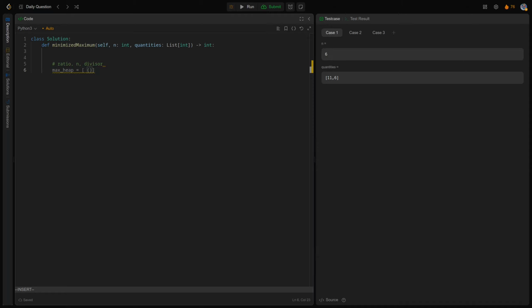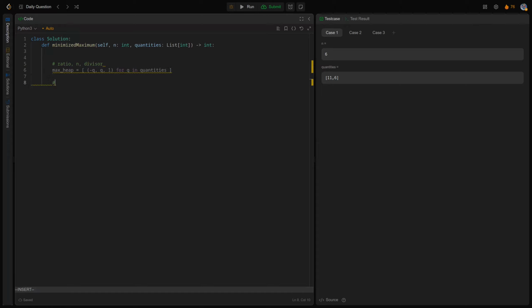So it's going to be -q because Python out of the box only supports min heaps, not max heaps. So making it negative will just make it max heap. So we're putting our original number right there, q, and then the divisor 1, right? Since we haven't really done any division, and any number divided by 1 is just itself. So for q in quantities, right there's our little list comprehension, nice and clean.